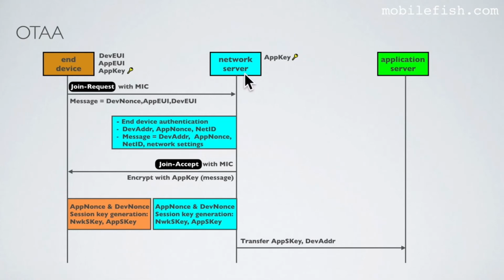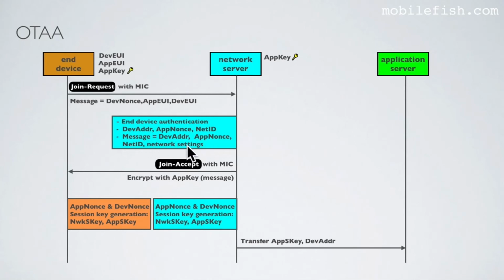The network server constructs a message containing the device address, app nonce, network ID, and some network settings. These network settings are downlink settings, which are data rates to be used for receiving. Another network setting is the receive delay, which is the time between transmit and receive. And another network setting is the channel frequency list, which are frequency settings for each channel.